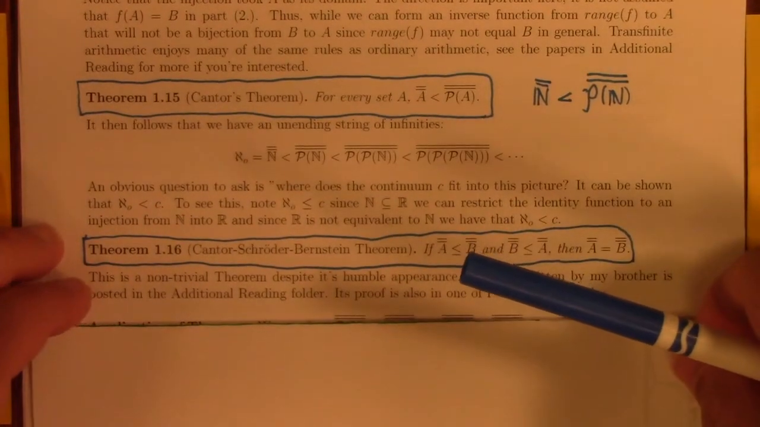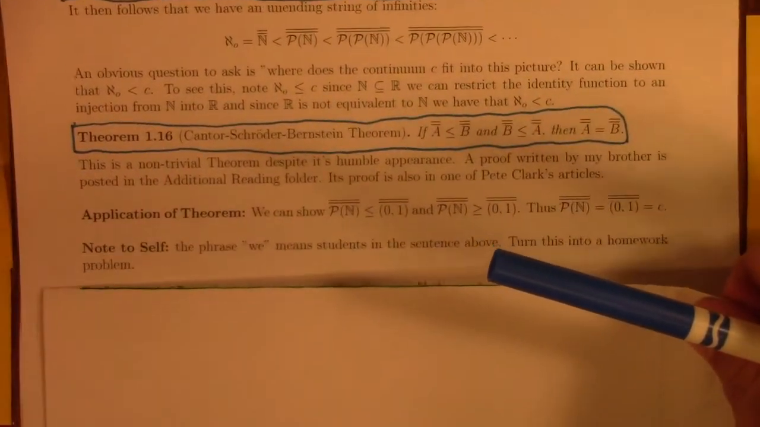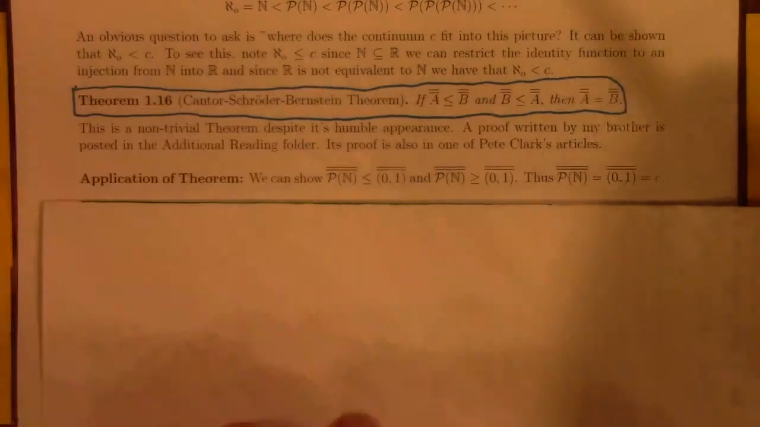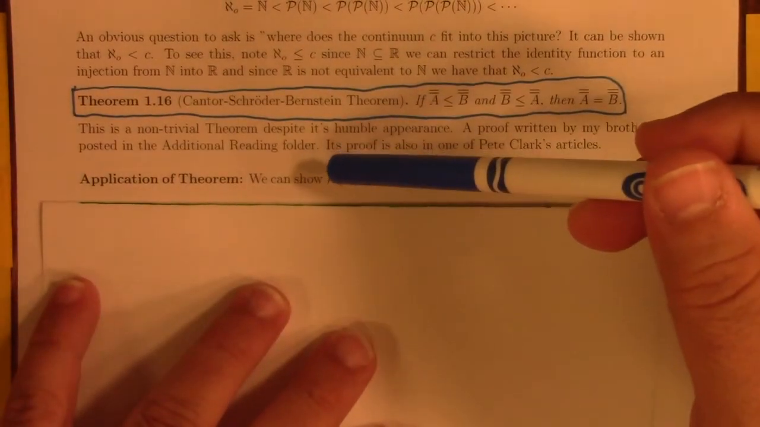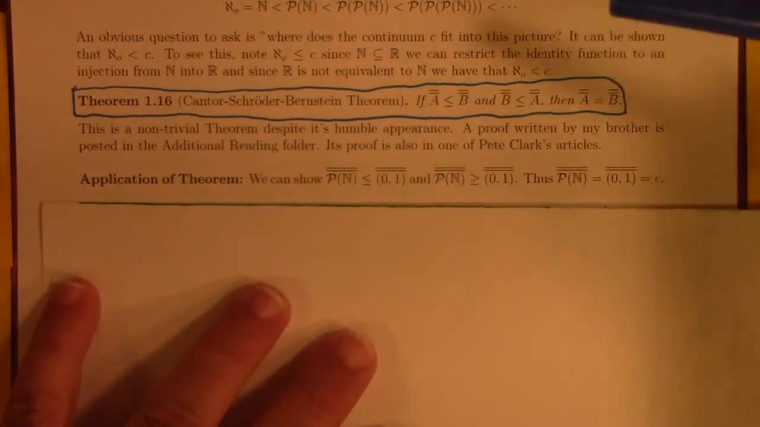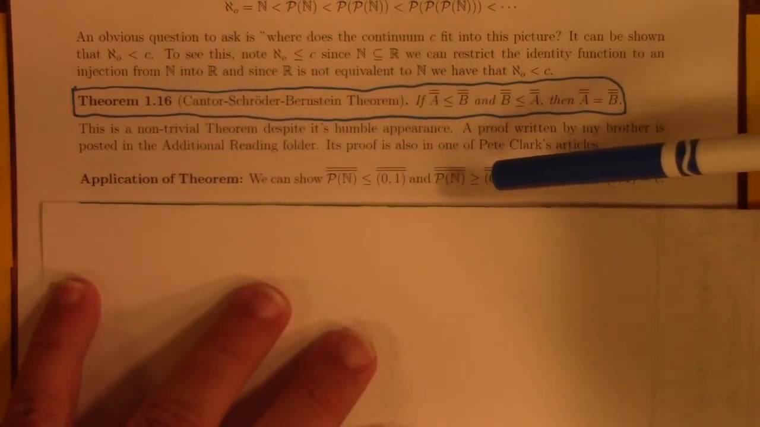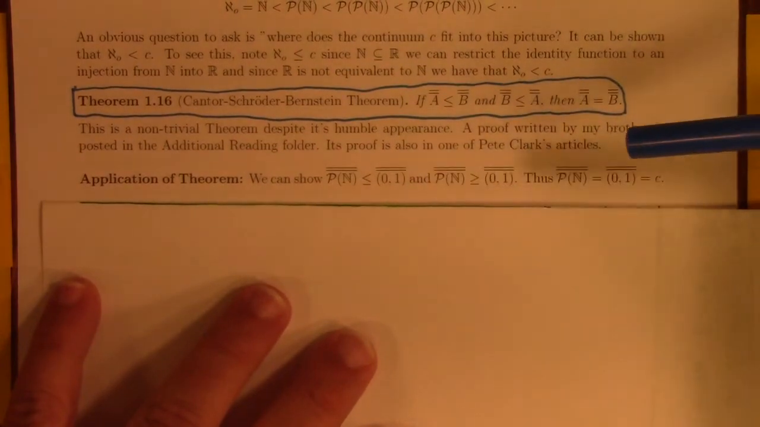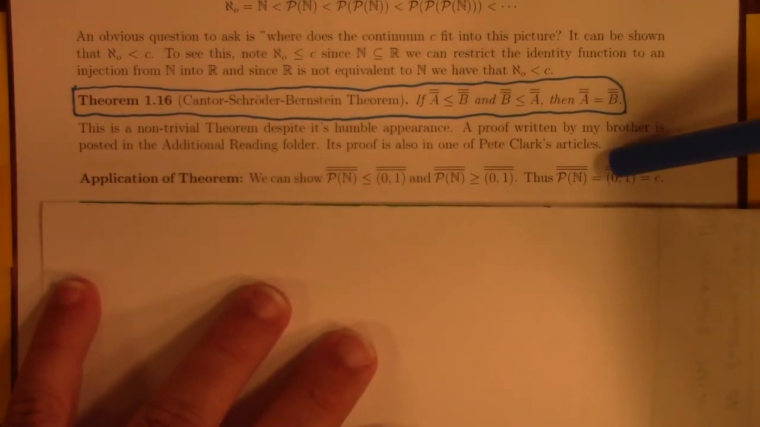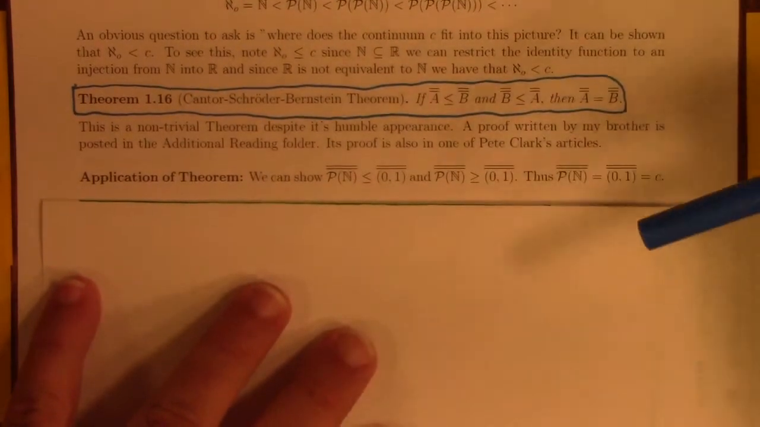There's a proof written by my brother, posted in the additional reading folder, and there's also a proof in one of the articles I posted that are written by Pete Clark. But here's an application of the theorem. Since we can show that the cardinality of the power set of the natural numbers is less than or equal to the cardinality of [0, 1], and we can show that the cardinality of the power set of the natural numbers is greater than or equal to the cardinality of [0, 1], it follows that the cardinality of the power set of the natural numbers is equal to the cardinality of [0, 1], which we've already shown is the same as the cardinality of the reals, using that inverse tangent and the other thing we talked about earlier.